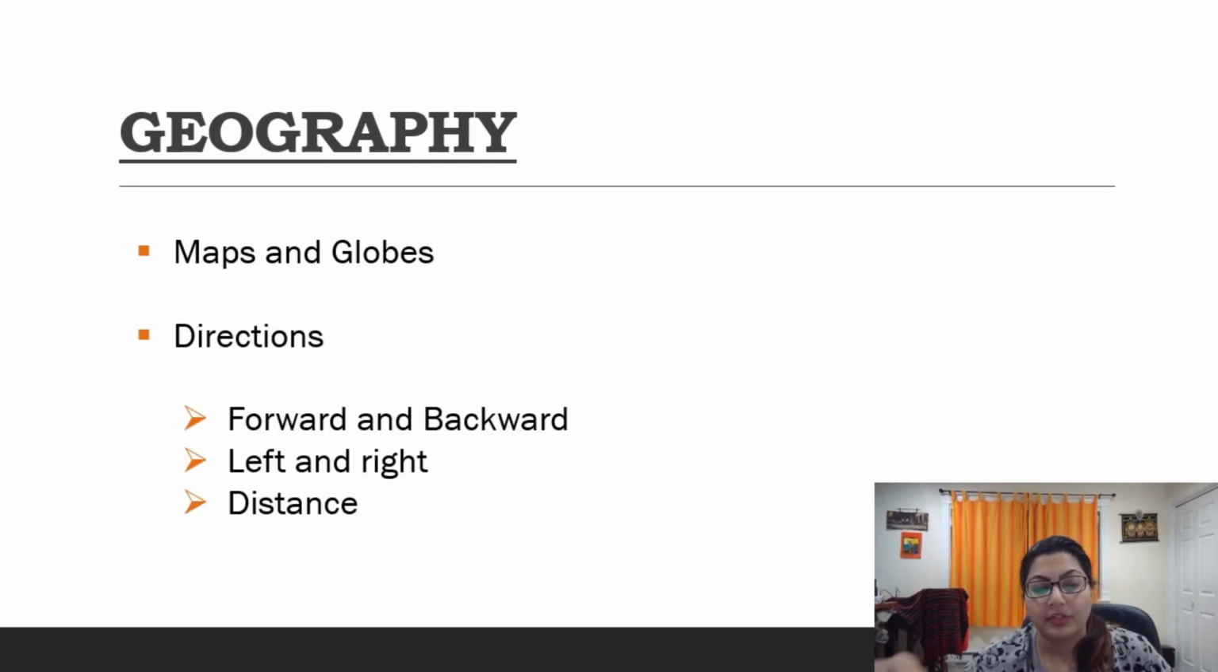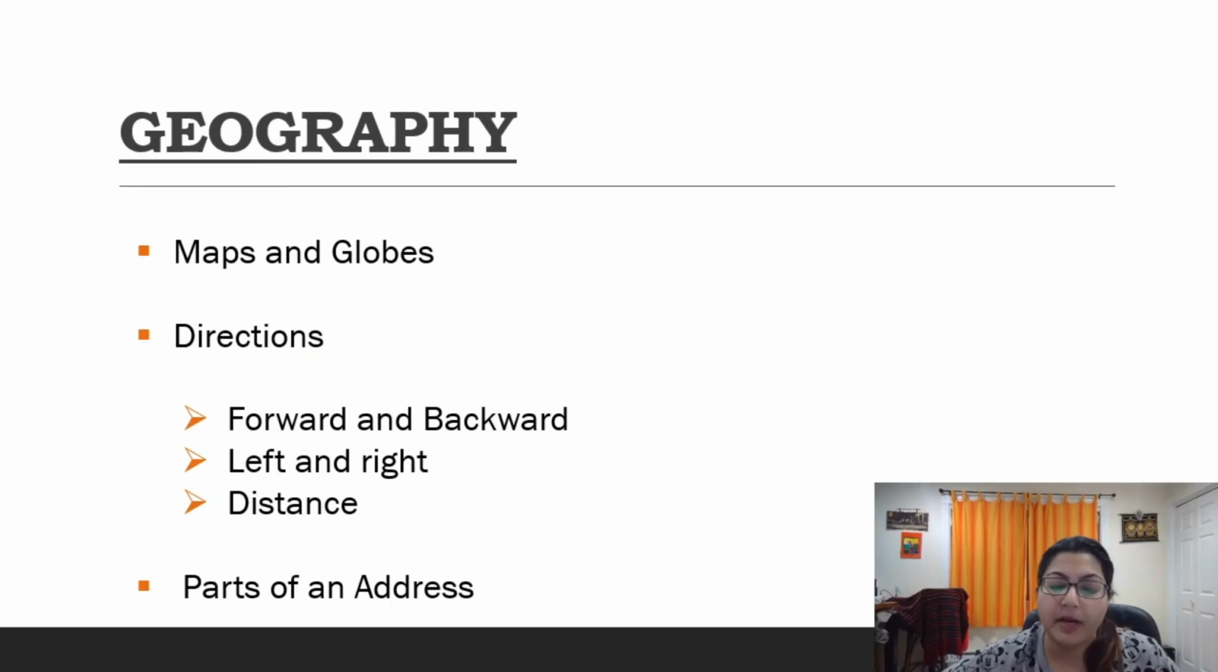Then we have directions. It does not mean cardinal directions. Let me repeat, these are not cardinal directions. These are basic forward, backward, left and right distance. It's mostly like following navigation maps, like 3 blocks up, 3 blocks left, 4 blocks down. Then we have parts of an address.